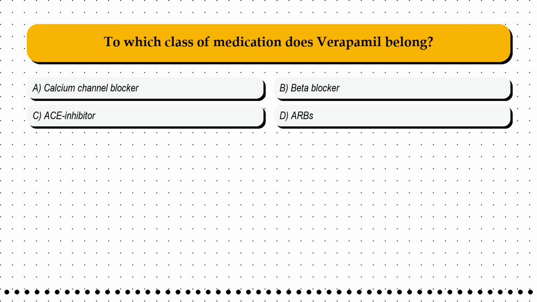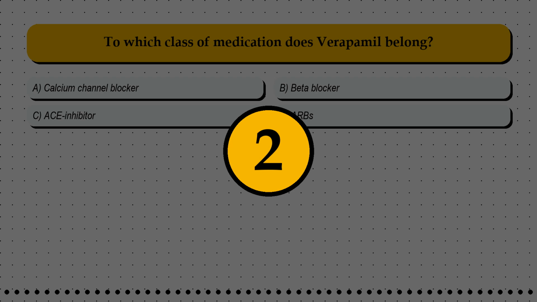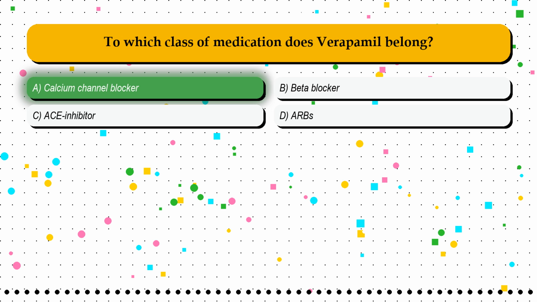Question 242. To which class of medication does verapamil belong? Option A, calcium channel blocker. Option B, beta blocker. Option C, ACE inhibitor. Option D, ARBs. The correct answer is option A, calcium channel blocker.